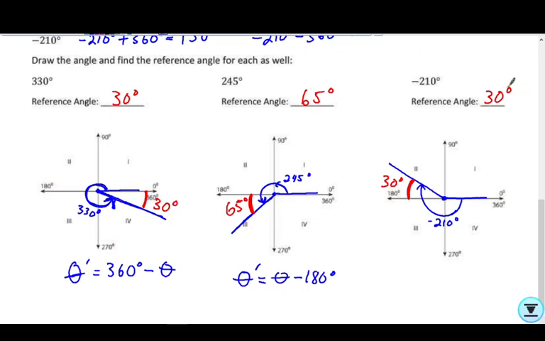You just have to remember, the reference angle is basically how far your angle is from the x-axis. And it doesn't matter what quadrant you're in. It's always the distance from your terminal side to the x-axis.